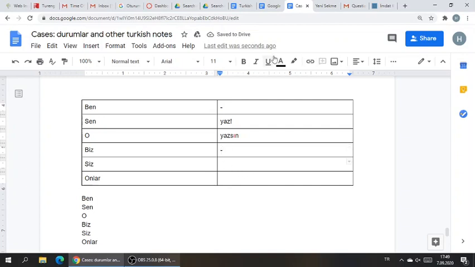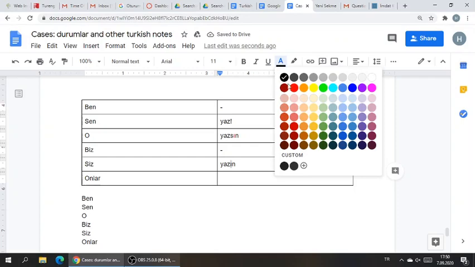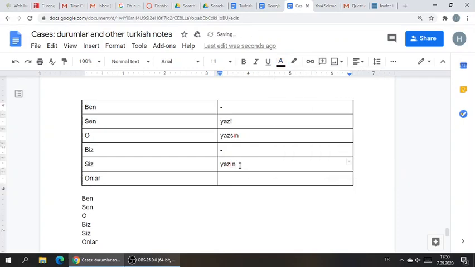Siz, this is just more formal, okay? So remember how we talked about ben and biz always look like each other. Ben and biz, you can't command on either one of them. Sen and siz are going to look alike, right? To make this formal, you just put a yaz un. And of course, this is red, so it can change. Yazın with vowel harmony.